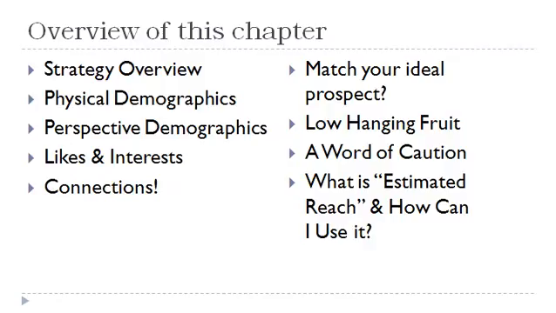We're going to talk about strategy overview. We're going to cover that first, and then we're going to jump into physical demographics. I like to break the demographics section up into a few different layers. We're going to talk about the physical layer, which is age, location, and that kind of stuff. Then perspective demographics. I didn't know what else to call it, but these are the things that influence the way people's models of the world, the way they see the world and the way they see themselves.